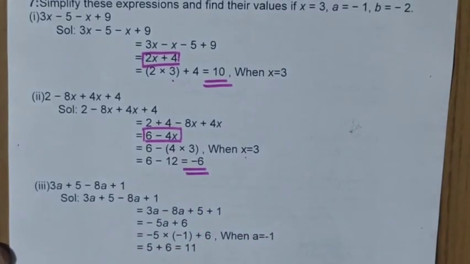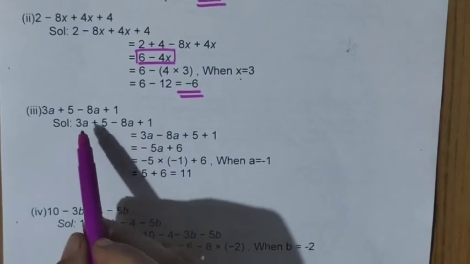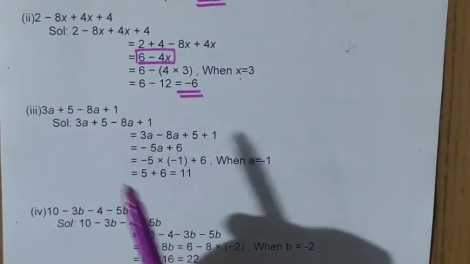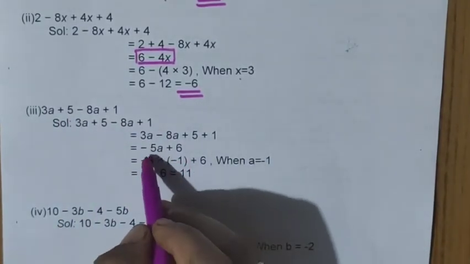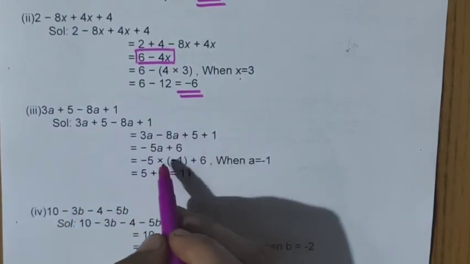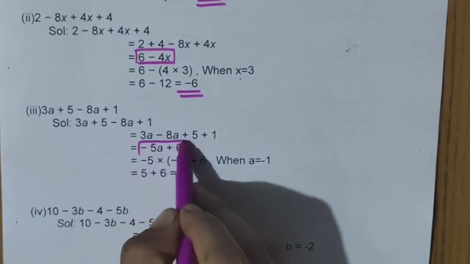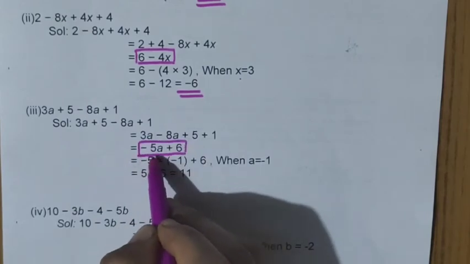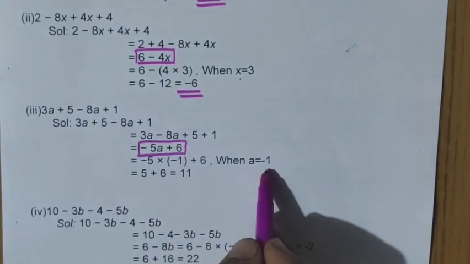Third question, 3a plus 5 minus 8a plus 1. Again simplification. What is the answer? 3a and minus 8a grouped give minus 5a, and 5 and 1 make 6. Here you can see that another variable is coming, so the value of a is to be chosen as minus 1.